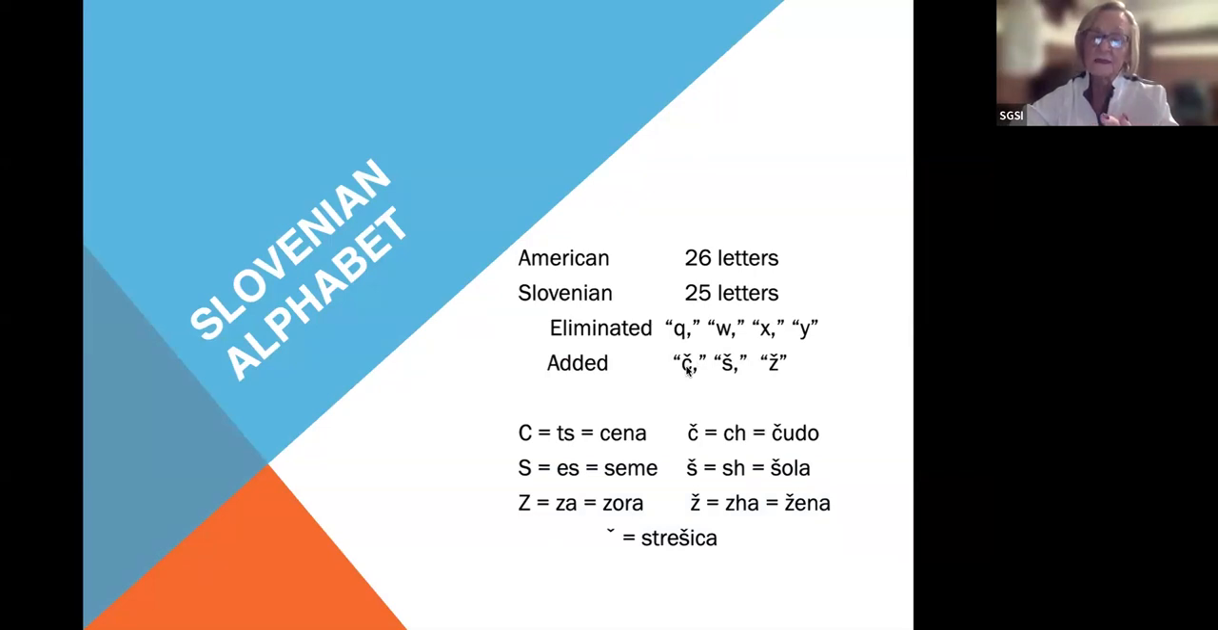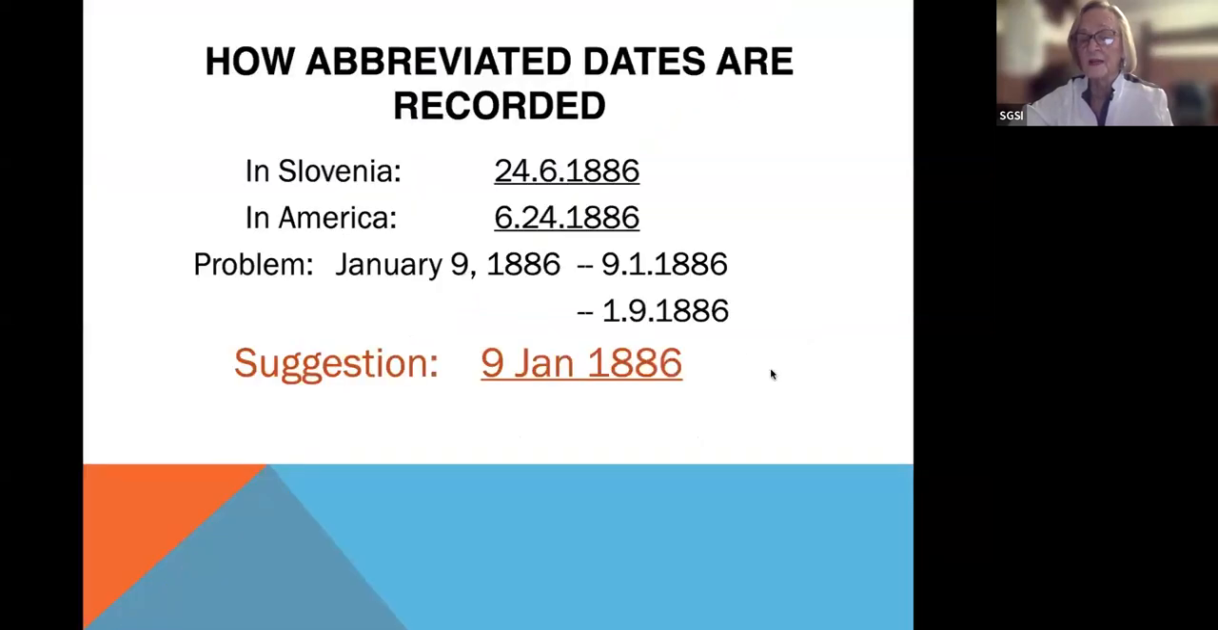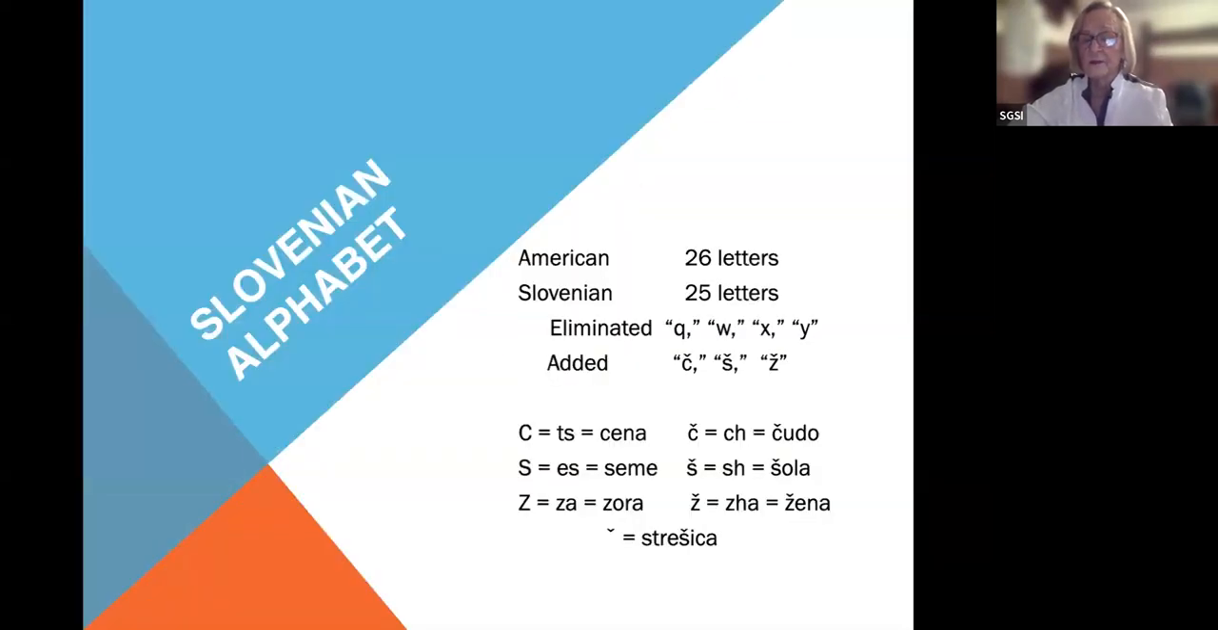And that's important because if you have a name that begins with either the C, the S, or the Z, and you look under the plain C, S, or Z for that name, you may not find it. You have to go to the separate alphabetic listing for the ones with the, I call them a hat check or a črka. In Slovenian, they're really called a strežica.